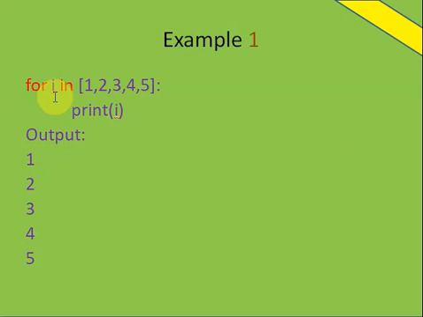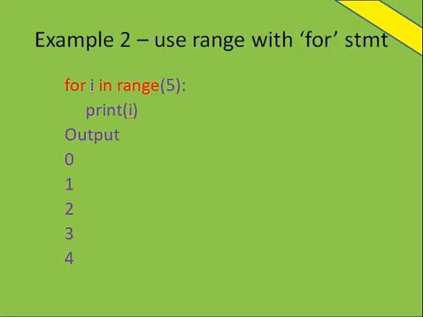The second thing is i will store values one by one. 1 is stored in i, and it will be printed. Then again for the second iteration, 2 is stored in i and it is printed, and so on. So with this for loop, 1, 2, 3, 4, 5 is printed. Okay. See the second example.